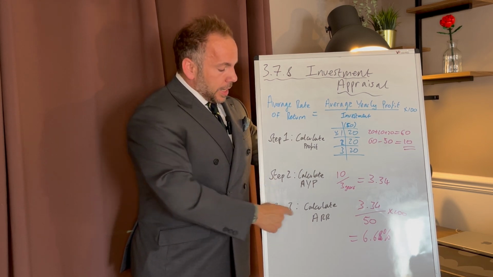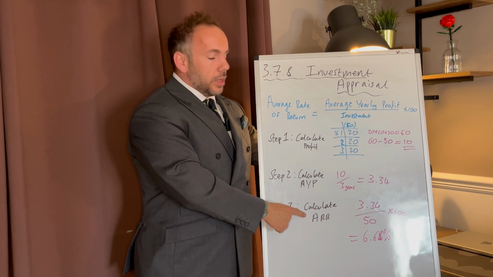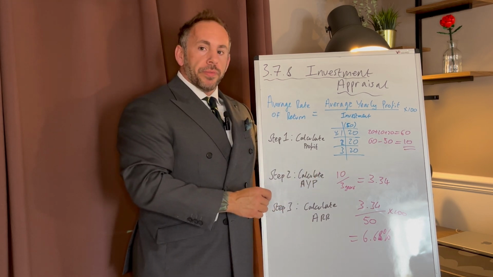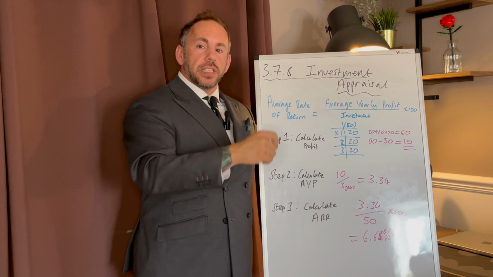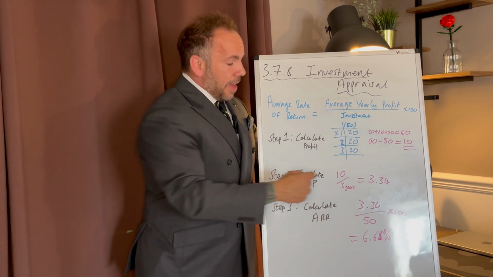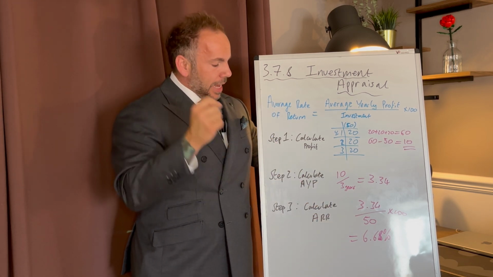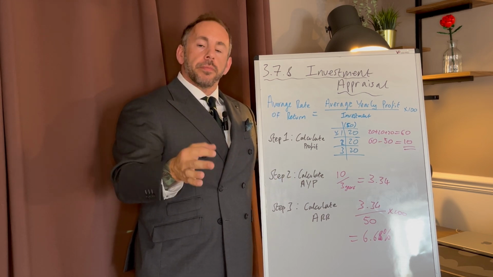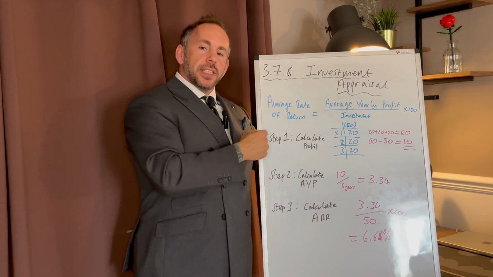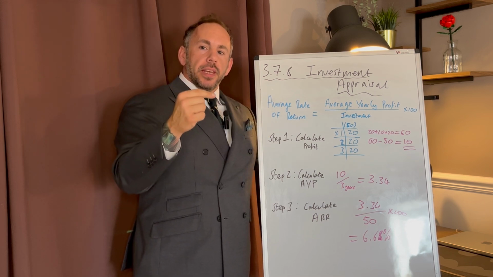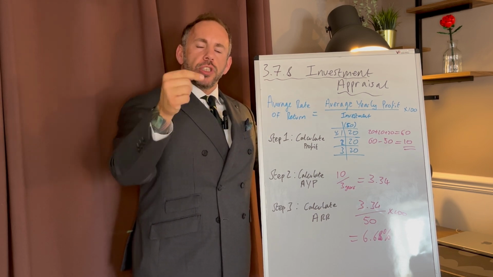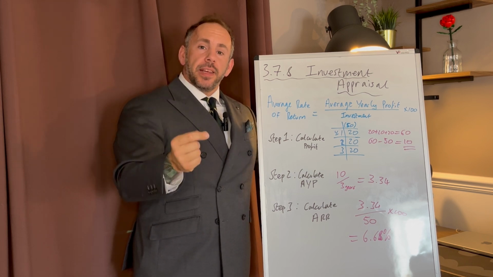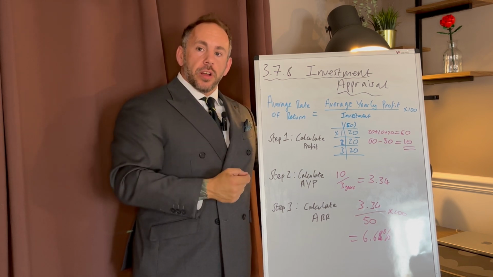Step 3, now I can calculate average rate of return. I take my 3.34, I divide by my original investment, which is 50, and that times by 100, and that gets me a 6.68% average rate of return. So on average, this investment is going to give me almost a 7% return on the 50 million that I put in at the start.